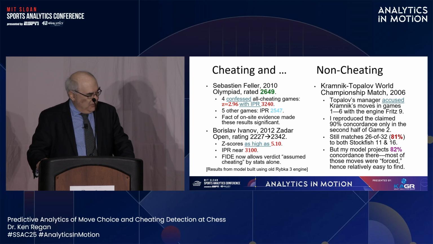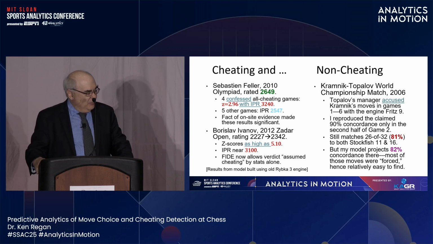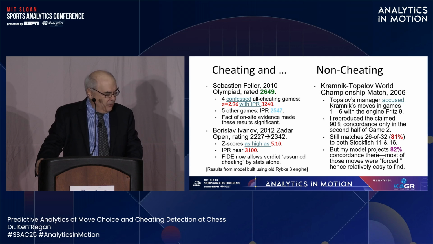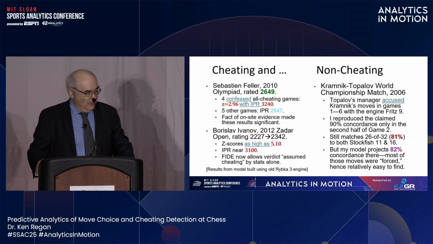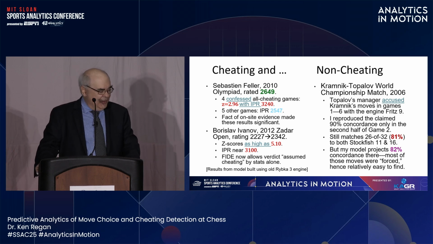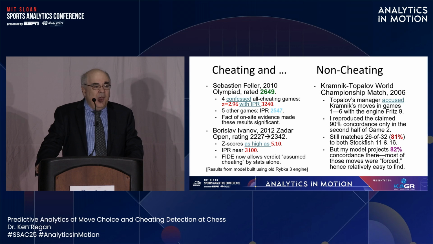Another case, 2 years later, Borislav Ivanov, was the first time I ever got a z-score of 5 as output of my model. And it took a long time, but FIDE now does allow verdicts of cheating from statistics alone. Not even sure I completely agree with that. It has to be taken on a case-by-case basis. But far more often, my model exonerates an accused player. And this is basically how it happens.